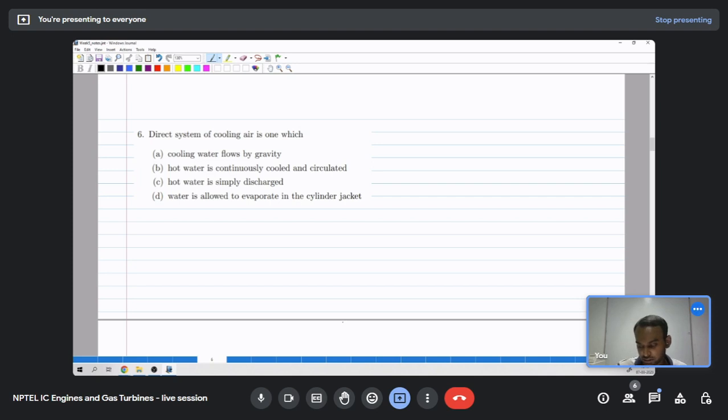Next question. Direct system of cooling air is one in which cooling water flows by gravity, hot water is continuously cooled and circulated, hot water is simply discharged, or water is allowed to evaporate in the cylinder jacket. Does someone know the answer to this?